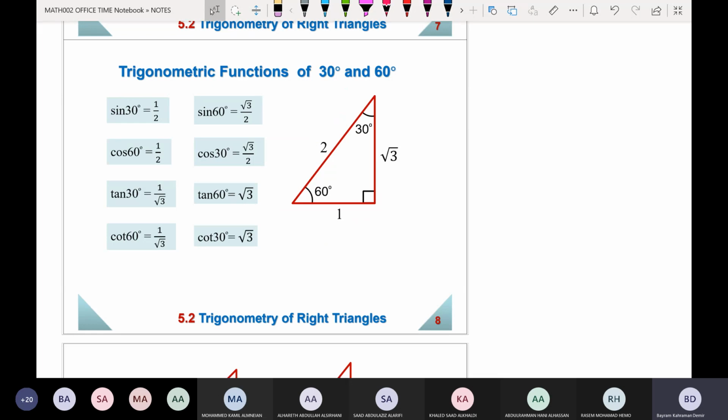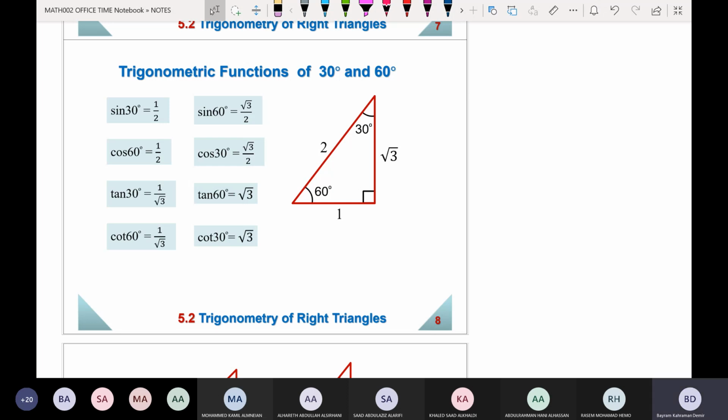Okay, so in the next picture, Shabab, you will see the 1, 2, and root 3 triangle, and the sine 30, cosine 30, sine 60, cosine 60, and the tangent and cotangent likewise. I'm sure you remember something from high school, or you know how to memorize these values. We have to remember these ratios to solve questions.